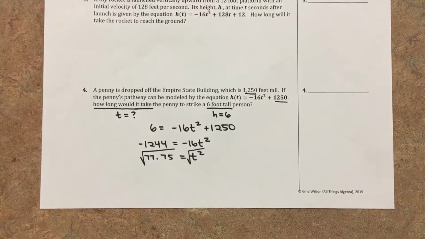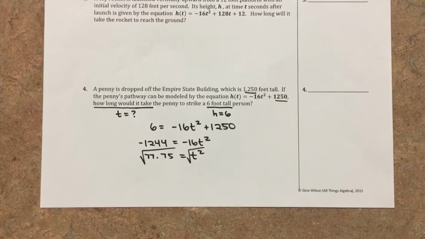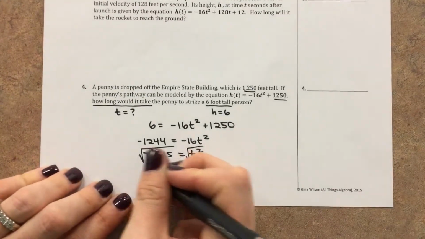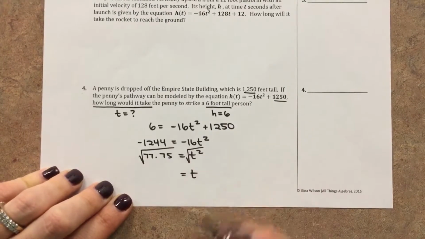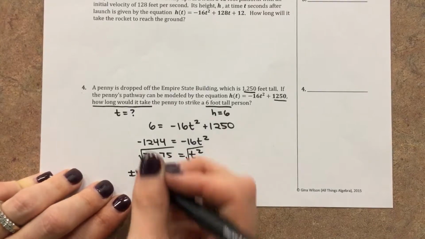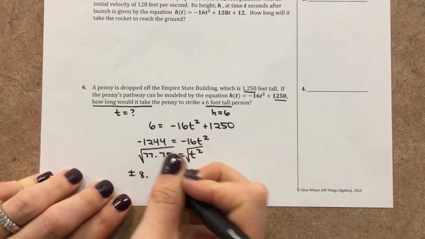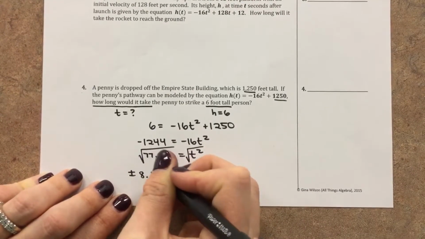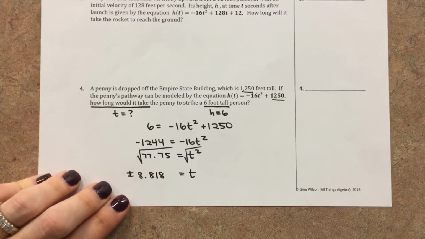So square root of 77.75. So we get the t by itself, and then remember when you solve equations by taking a square root, you always use a plus or minus. And this would be, we'll do 3 decimals, 8.818. So I just plug that right into the calculator.